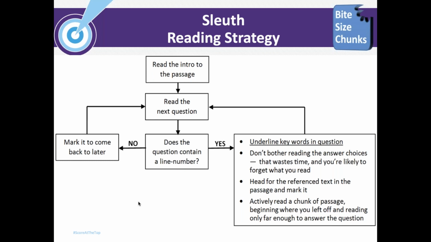You'll read the next question. Oh, question 2 is asking me about lines 1 through 15. Great. So I have a line number. So I'm going to follow the steps going over to the yes box. I'll underline my key words in the question so I remember what I'm looking for. Don't worry about the answer choices. I'm going to head for the reference text in the passage and mark it. And then I'm going to read that chunk of passage. That was my first line number text, and it told me the question was about lines 1 through 15. Great. I'm going to read lines 1 through 15, and then come back and answer the question. And I'm going to continue to repeat that cycle until I get through all 9, 10, 11 questions of that passage. And that will break a long 500 to 750 word passage into shorter, manageable reading chunks.